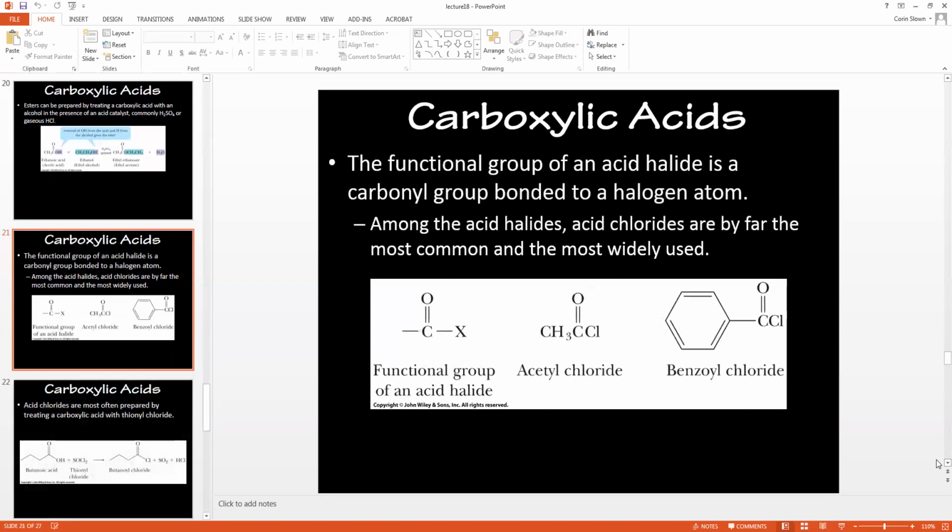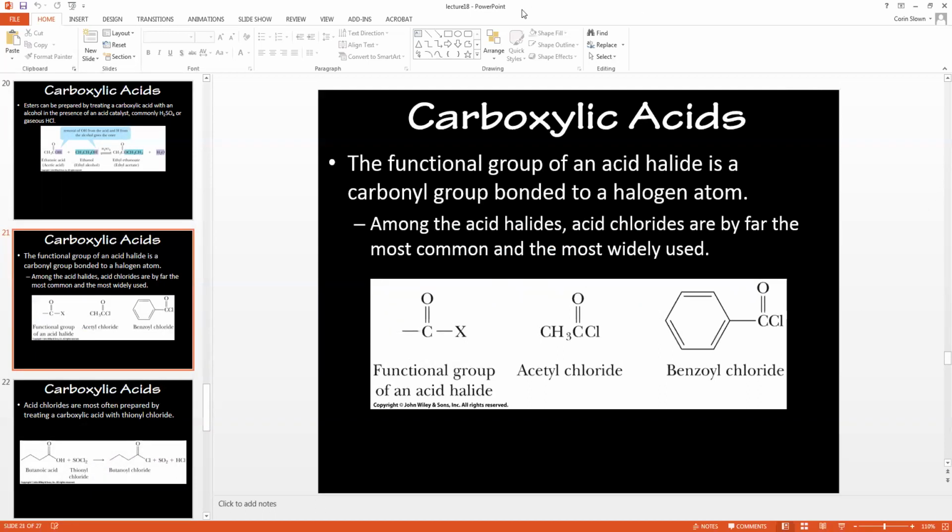The next functional group associated with carboxylic acids that we're going to talk about is an acid halide. This is where we have a carbonyl group that's bonded to a halogen atom. Among the acid halides, acid chlorides are by far the most common and the most widely used.